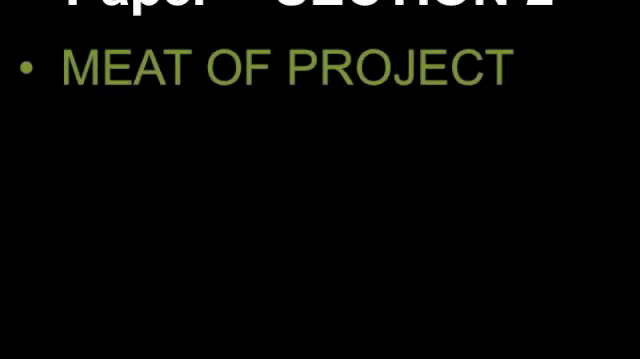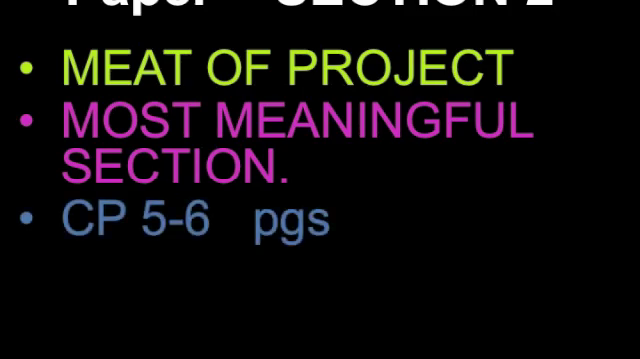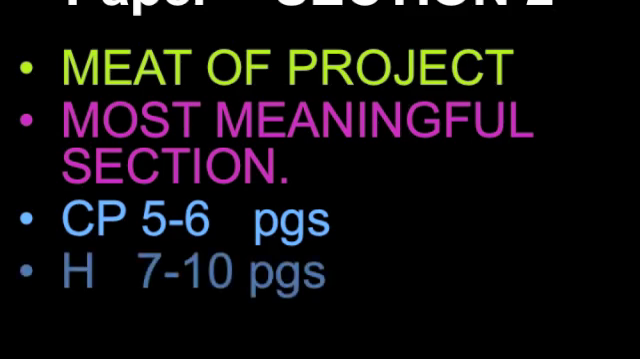Then there is section 2 of the paper. Section 2 of the paper is the biggest part of the paper. This is the most important part, and this is the part that you have been kind of warned about. This is the most meaningful section of the project because in this section you're going to be talking about yourself and your life, and you're going to be giving us an analysis of you. CP, you are going to write 5 to 6 pages, and honors, you are going to write 7 to 10 pages on this topic.